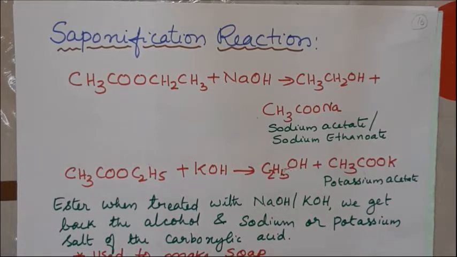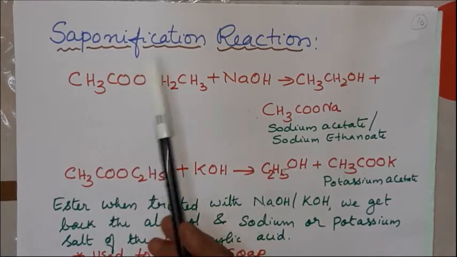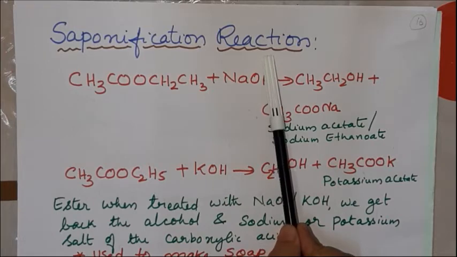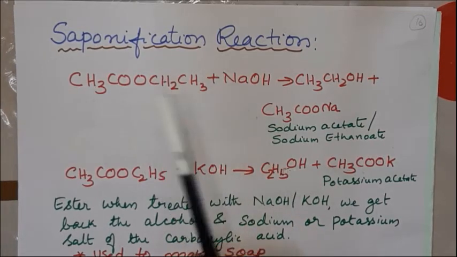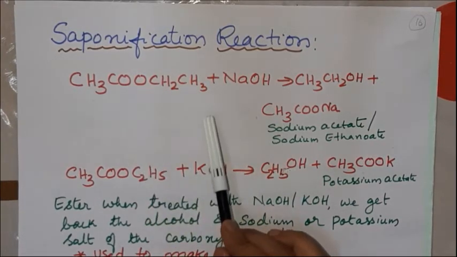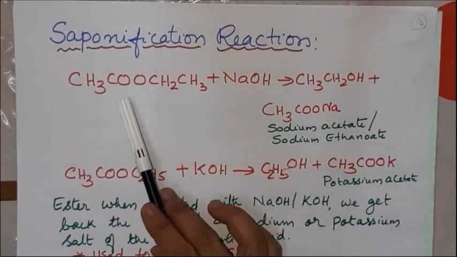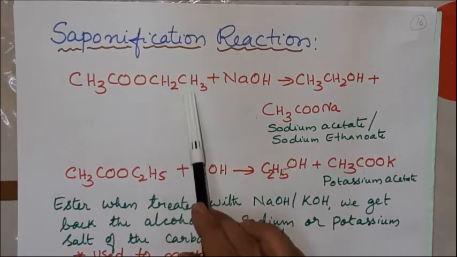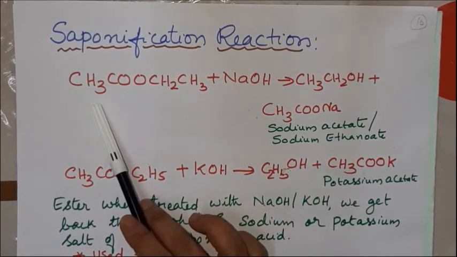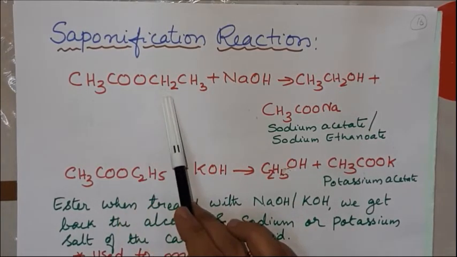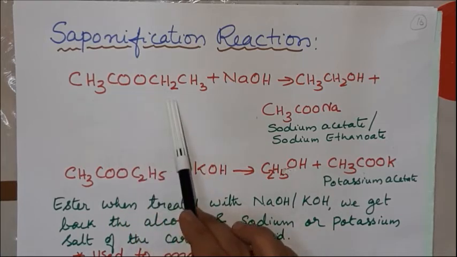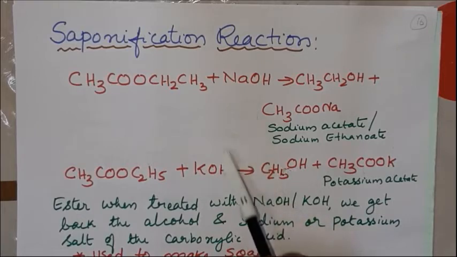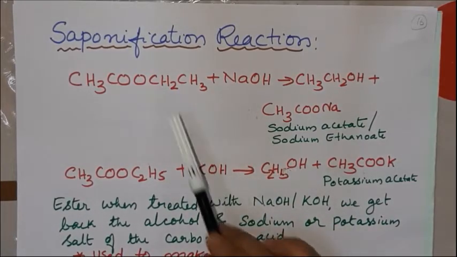Now let me explain the next topic from the same chapter, which is the reverse of the esterification reaction. The name of the reaction is saponification reaction. It is the reverse of esterification reaction. Let's see what is the reaction taking place here. Here we need an ester, CH3COOCH2CH3, ethyl ethanoate, which is treated with a base like sodium hydroxide or potassium hydroxide.